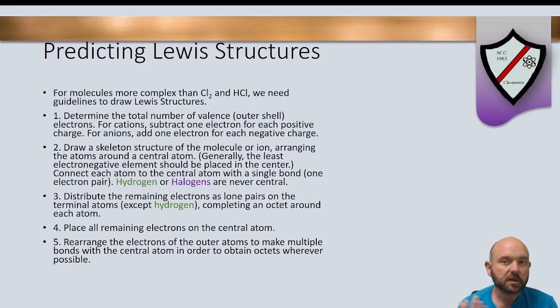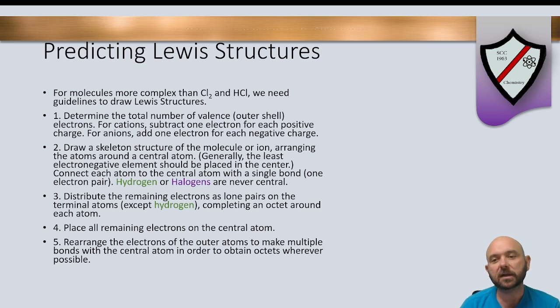The first rule says to determine the total number of valence electrons. So you'll take the molecule, see what elements are there, go to the periodic table, and add up all of the valence electrons those atoms have. If there's a positive charge indicated, you've got to subtract that many electrons. If there's a negative charge indicated, you should add that many electrons.